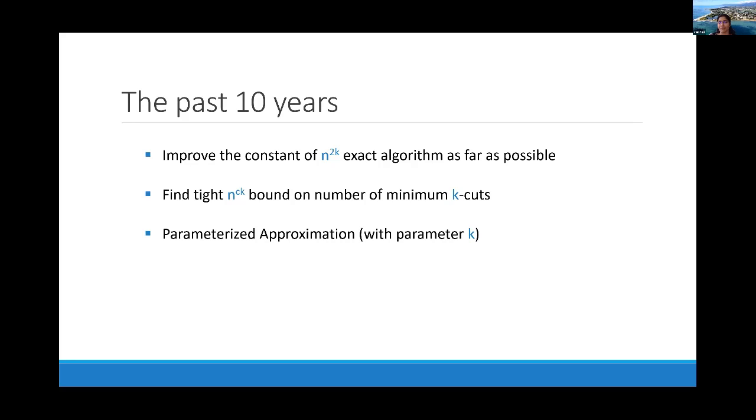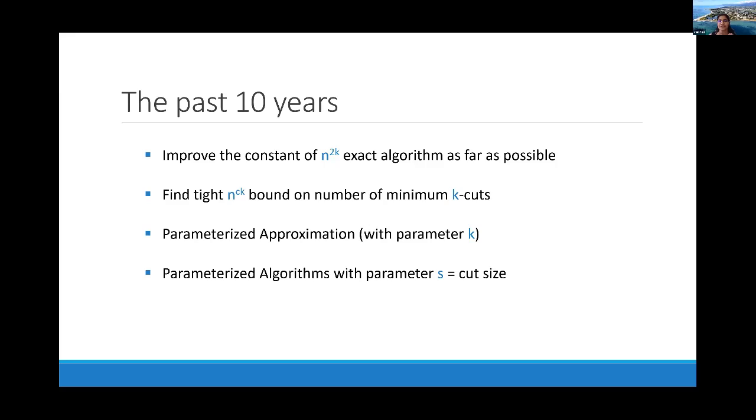Third direction is parameterized approximation with k as the parameter. This is a natural question to ask, and this is where our work lies. This is because we know that there is no better than 2 approximation in polytime by Manurangsi's results, and we also know that it is W[1]-hard when parameterized by k. So okay, the natural question is how best can you approximate in FPT time? And the last direction is a parameterization with a different parameter, which is the cut size.